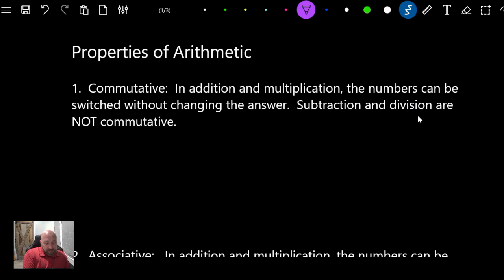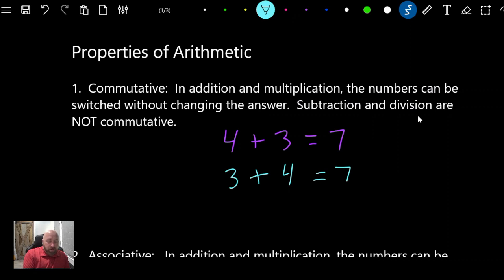So watch this. If I have 4 plus 3, 4 plus 3 equals 7. I could also have 3 plus 4, and that also equals 7. Notice that I switched the numbers, right? But I did not change the answer. It stayed the same. Now, it says that you can do that with multiplication. So if you look, addition, you can do that, and multiplication.